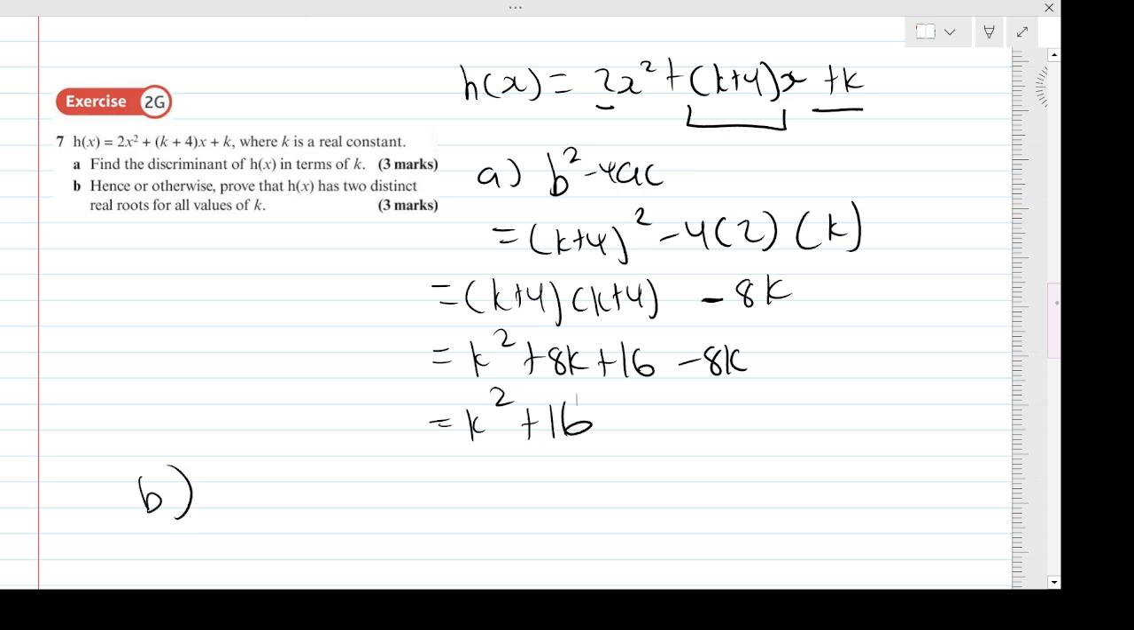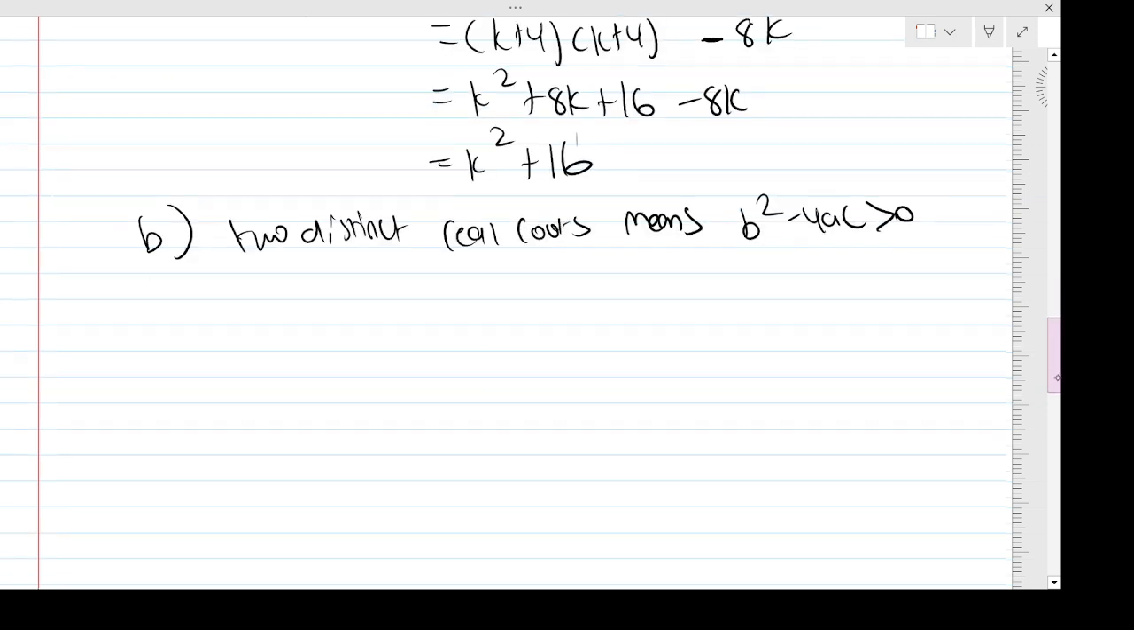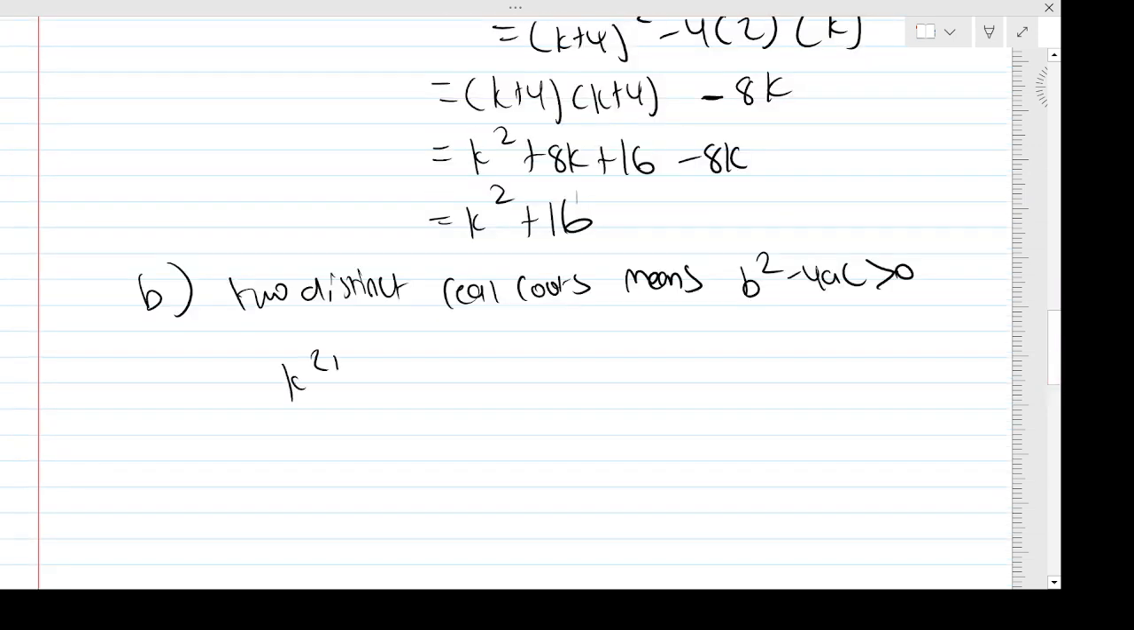Cool, that's the discriminant. Then it says hence or otherwise. Remember, exam tip: hence means you need to use your earlier part of the question to answer the next part. Prove that h of x has two distinct real roots for all values of k. Remember, two distinct real roots means the discriminant has to be greater than 0. Well, we already computed the discriminant in part A: k squared plus 16.